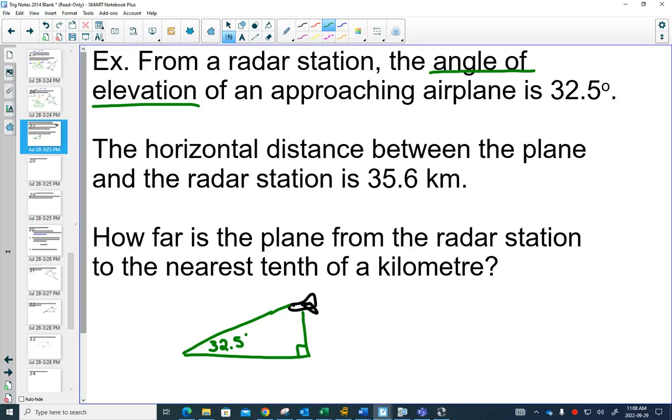The horizontal distance between the plane and the radar station is 35.6. This is going to be important to interpret. We have three sides of this triangle where we could label that. It's going to be on the bottom. This, the hypotenuse, would be the actual distance. So if they said the distance between the radar station and the airplane, then you would do the hypotenuse. But we also have a horizontal distance and a vertical distance.